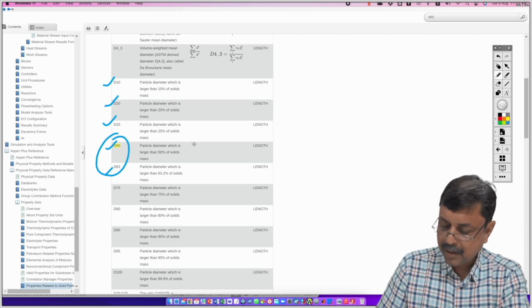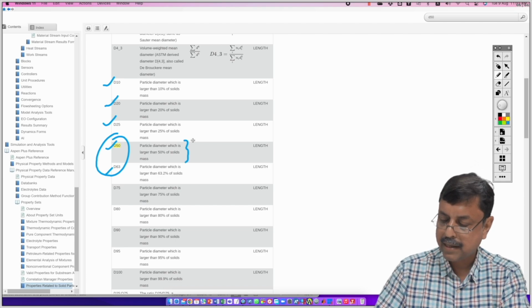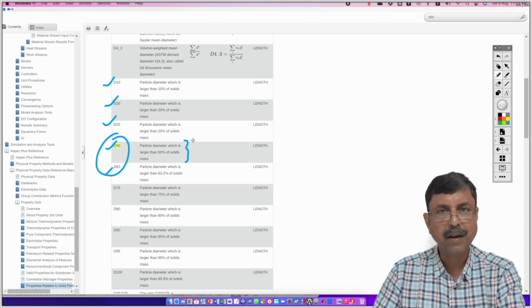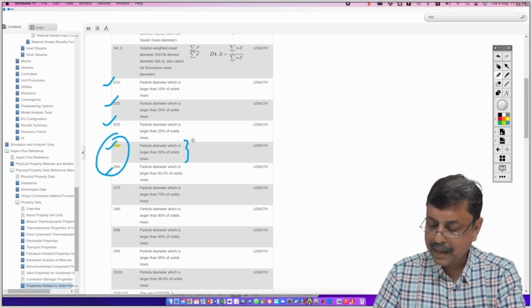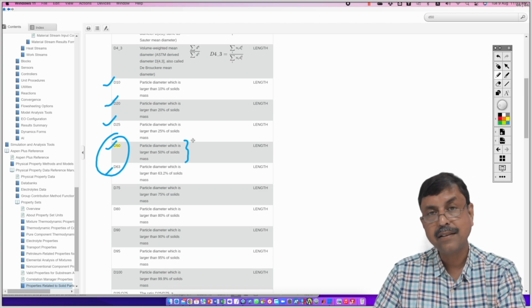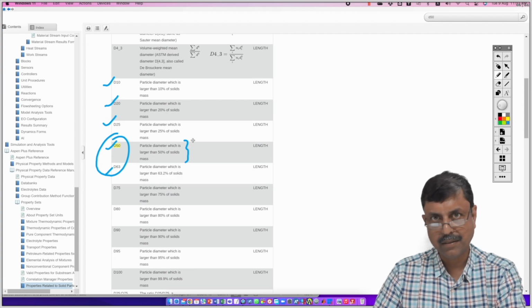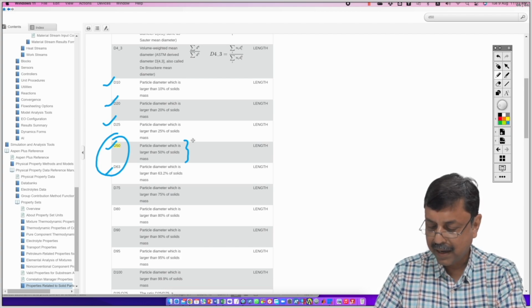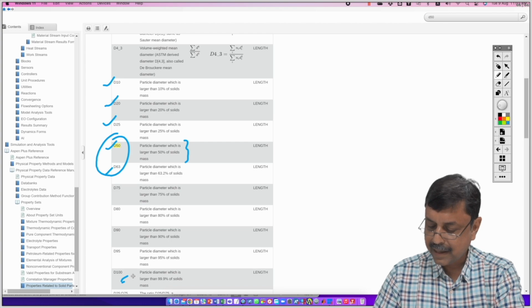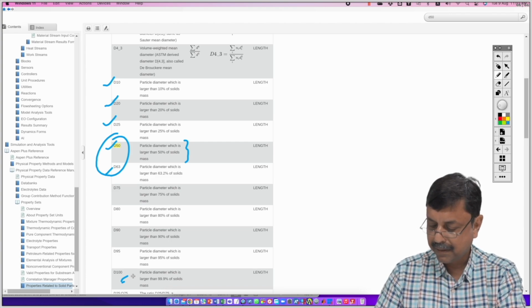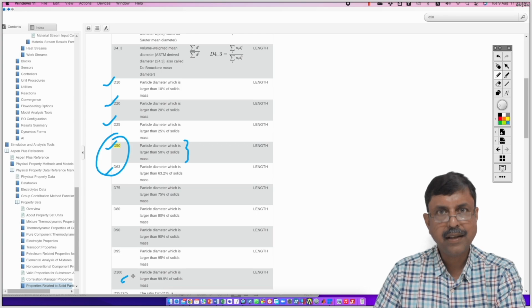So what is D50? It is the particle diameter which is larger than 50% of the solid mass. Okay? So it is defined as that. And what is D63? It is the particle diameter which is larger than 63.2% of the particle mass. They are defined in this manner up to D100. D100 is the maximum particle size because this is the diameter which is larger than 99.9% of the solid mass. So practically it is the largest particle size diameter.